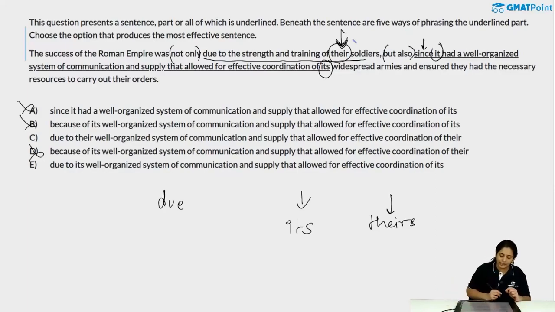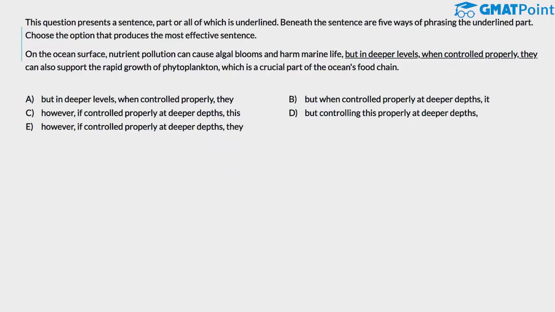So because of that, the correct option to choose would be option C. That would be consistent with the pronoun that has been used earlier. And consistency is more important than your personal "it" versus "their" choice. So the correct option is option C.